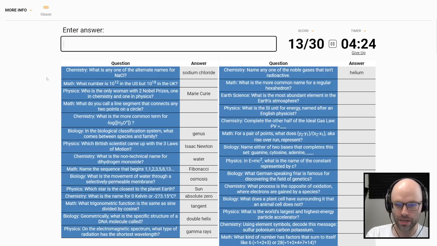What is a more common name for a regular hexahedron? What is a hexagonal prism? What is a hexagon? What is a D20? What is a cube? Yay! Most abundant element in the atmosphere, nitrogen.